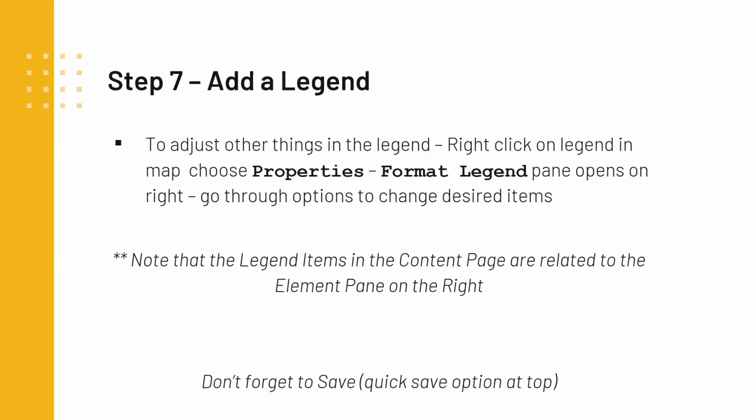Now you're ready to adjust any other features on your legend that you'd like. To do this, right-click on the legend on your map. It's going to bring up a pop-up, choose Properties. When you choose Properties, the Format Legend panel is going to open on the right. Go through the options and change any desired features. Just remember that the legend items that are in the content page are related to the element page that's showing on the right. Remember, when you're finished, don't forget to save using the Quick Save button in the upper left corner.